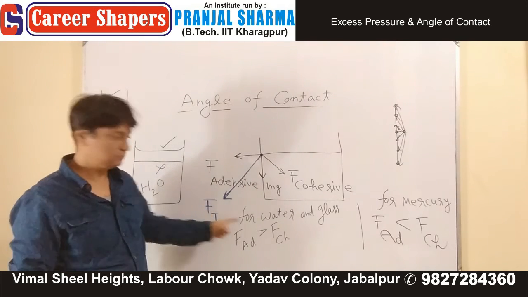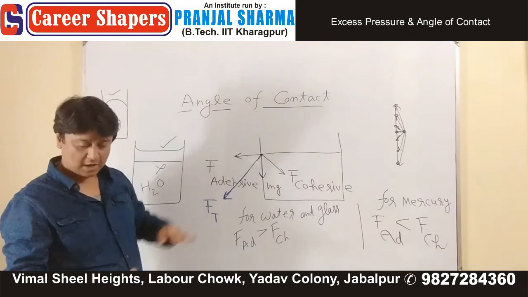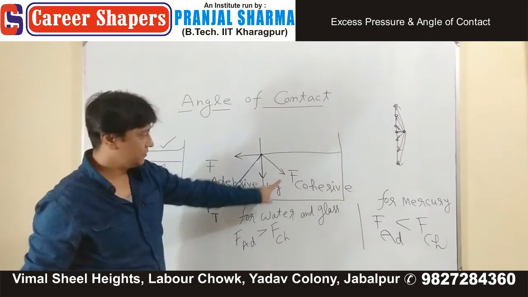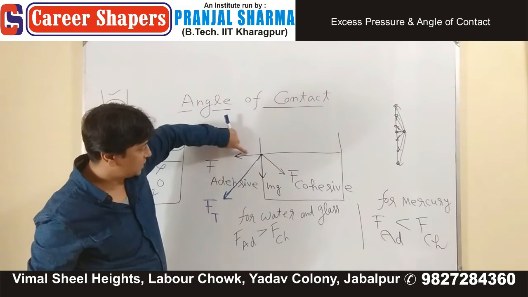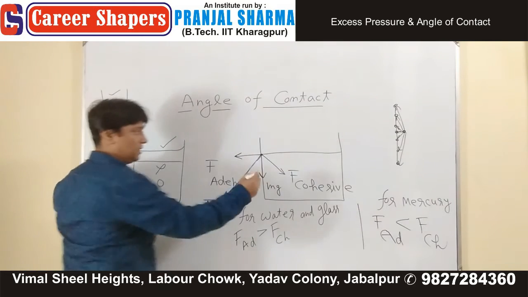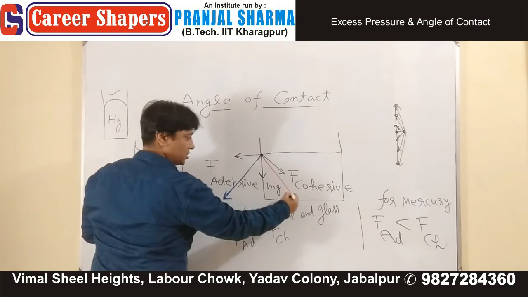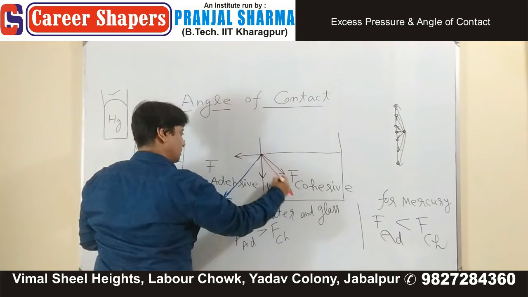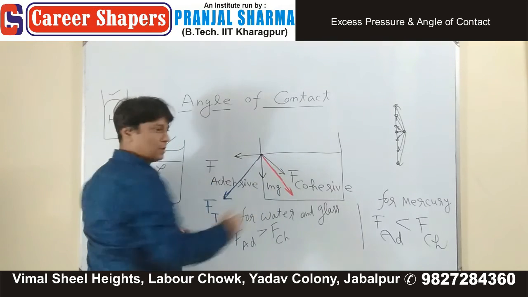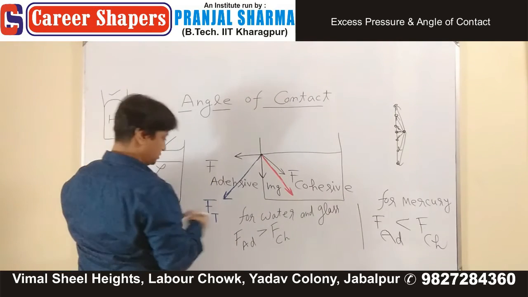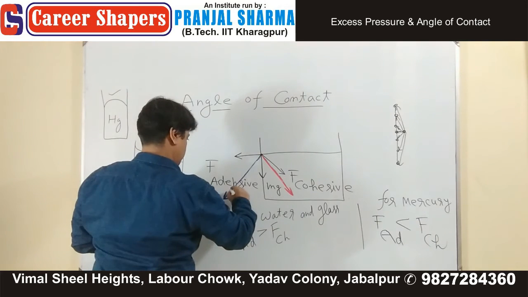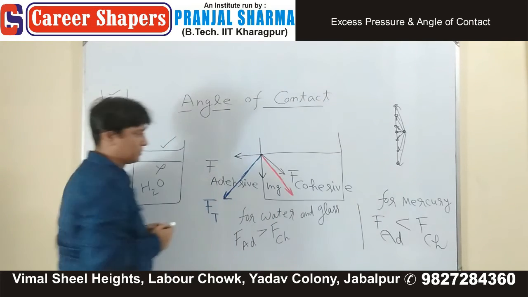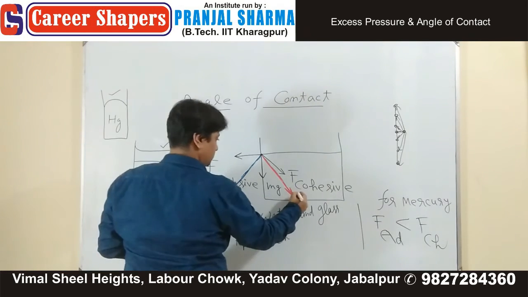This is for water. For mercury, adhesive is less than cohesive. This is the dominating one, and therefore resultant of these three will be somewhere in this direction, shown with red arrow. And I hope you can see both these arrows clearly. This is your F total.